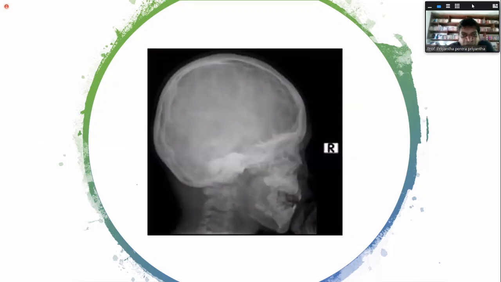What does this X-ray show? What is the appearance of the skull? What do you call this appearance of the skull?